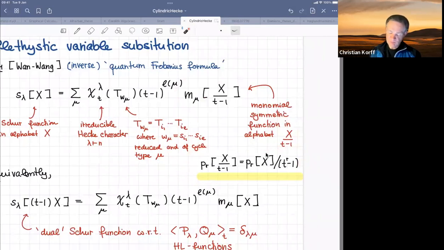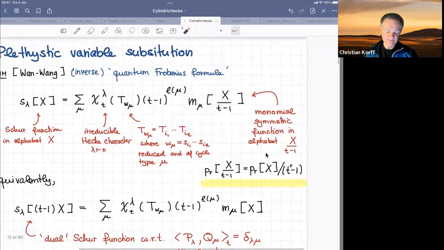So if you substitute for your alphabet x, so if your initial variables were x1, x2, and so on, and you now basically use this notation here, what you should do is you simply multiply your original power sums, which are indexed by r, by this factor t to the power r minus 1. And then you plug this into the expression of a monomial symmetric function in terms of power sums, and that gives you this function here. And this is now our image under the quantum Frobenius map of an element in the center of the Hecke algebra.